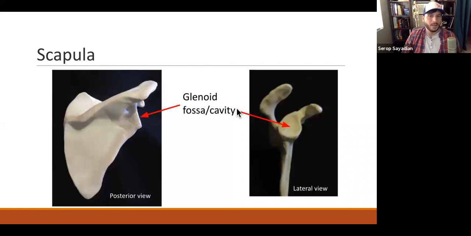Next slide. Here is the actual socket for the arm. You know how the arm has a ball on the top, right? It's a ball and socket. It fits into a socket.